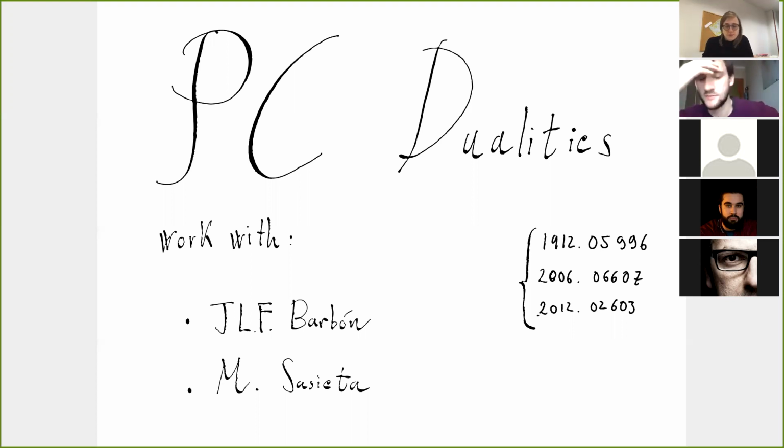Okay, so I'm going to talk about this momentum complexity dualities or correspondences, which is some work that I've done with my former supervisor, José Luis Barbón, and another student, Martín-García. It's going to be based on these three papers, which are basically on the same issue, just refining and developing the same idea further and further.